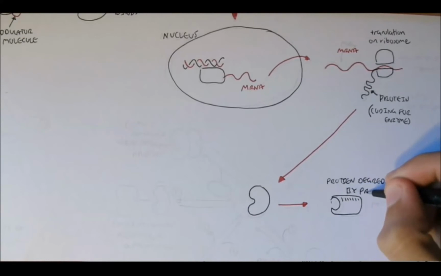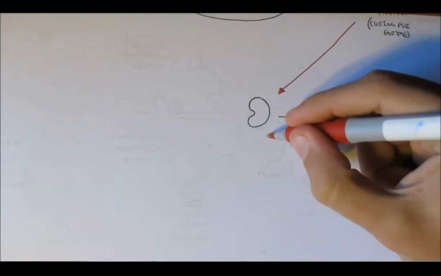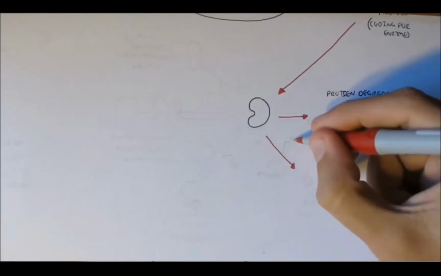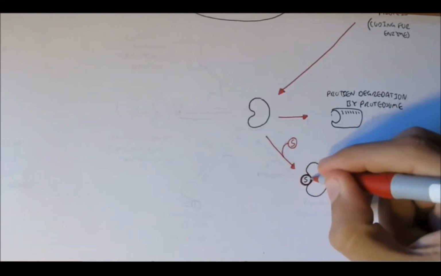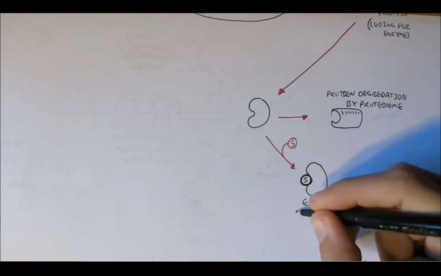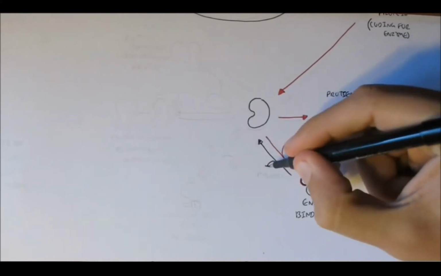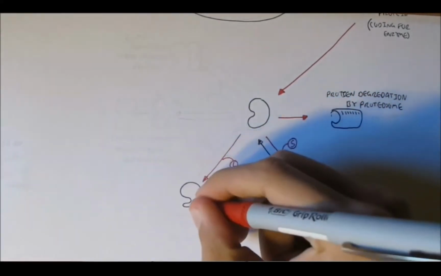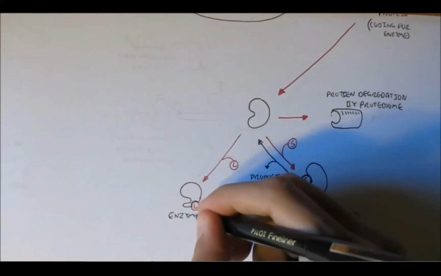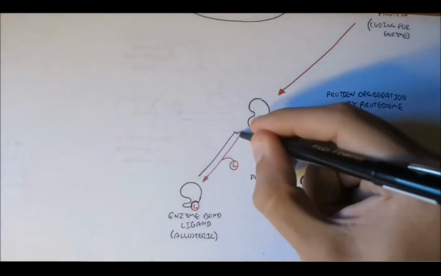If the enzyme is not needed or levels are too high, it will be degraded by the ubiquitin proteasome system. It will be destroyed. Alternatively, enzymes obviously can do their normal function by converting a substrate to a product. And once it's made the product, it can go back to the normal enzyme. Or, as we mentioned, a ligand or molecule can bind to the allosteric site of the enzyme, changing the structure and affecting the rate and function of that particular enzyme. And obviously, if you remove the ligand, it will go back to its original way.